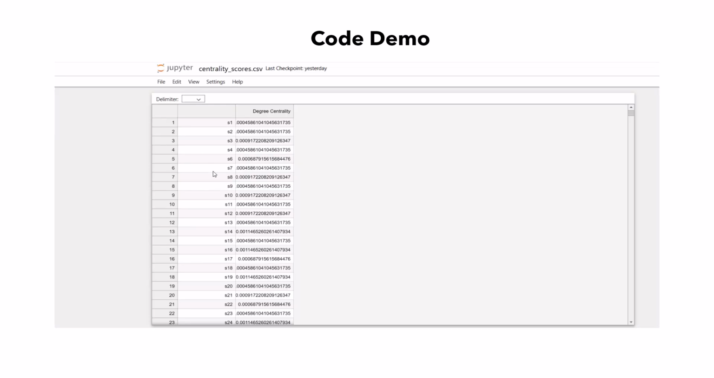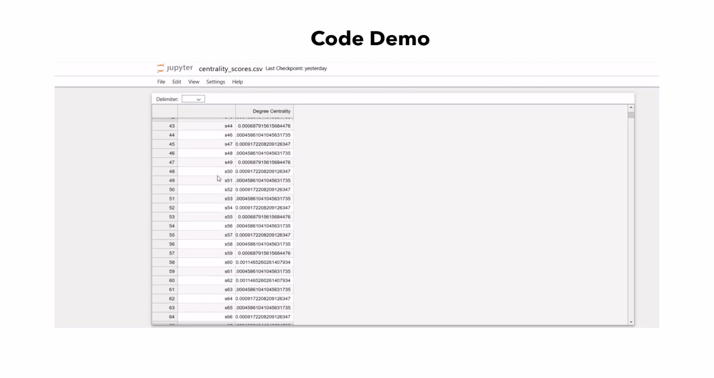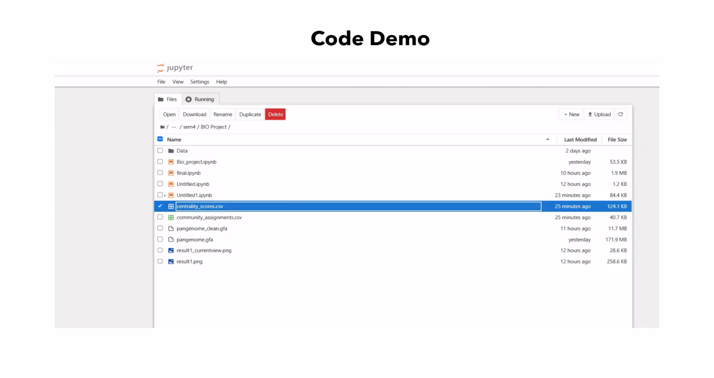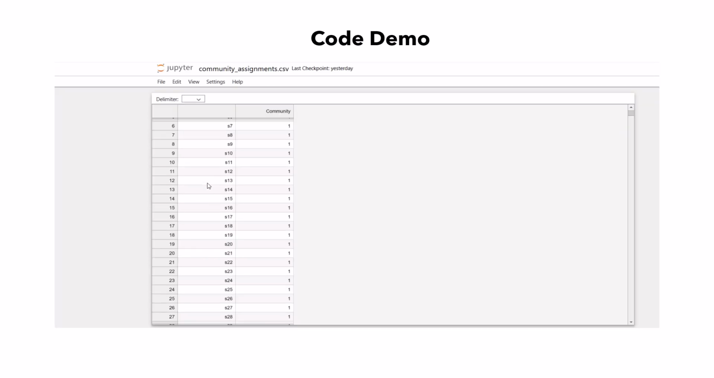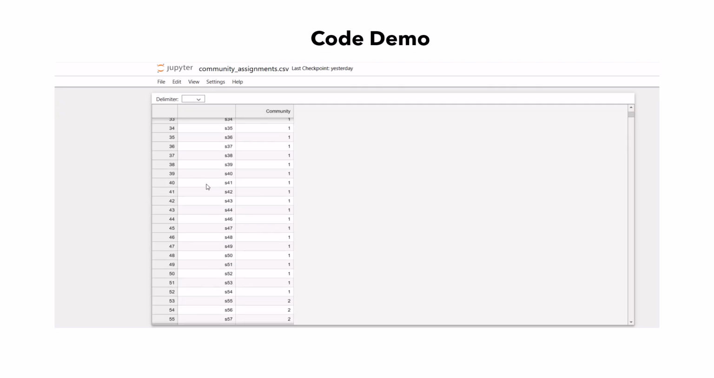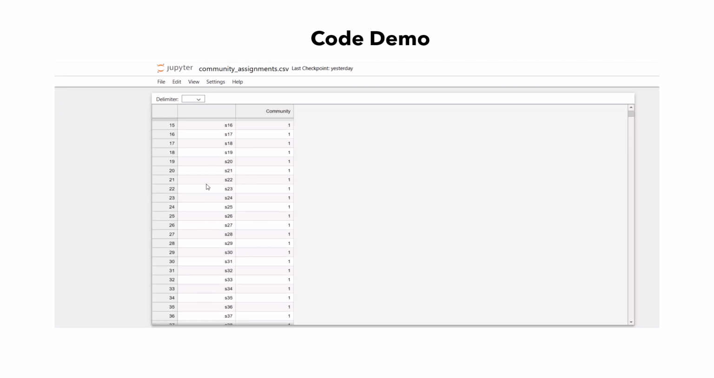This is the centrality scores we obtained, and these are the community assignments. That is, from here we can define the gene families and functional modules.